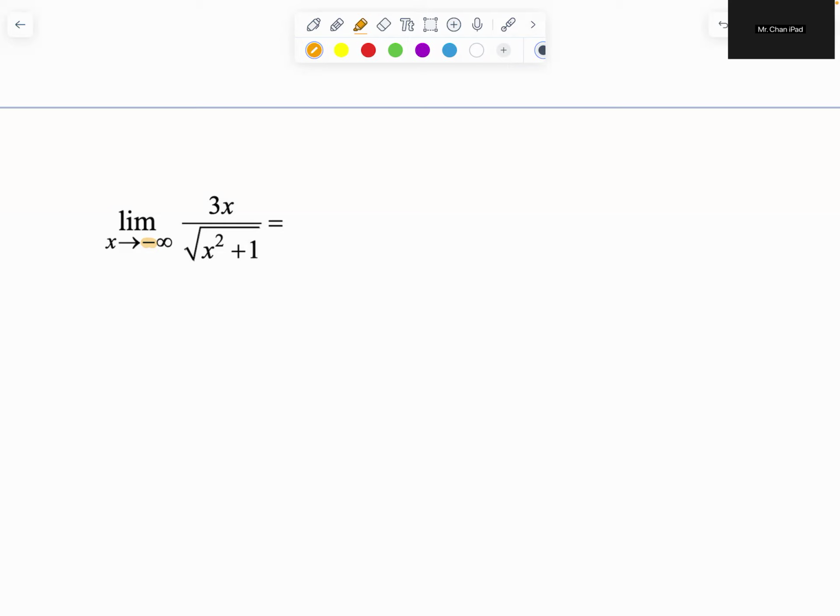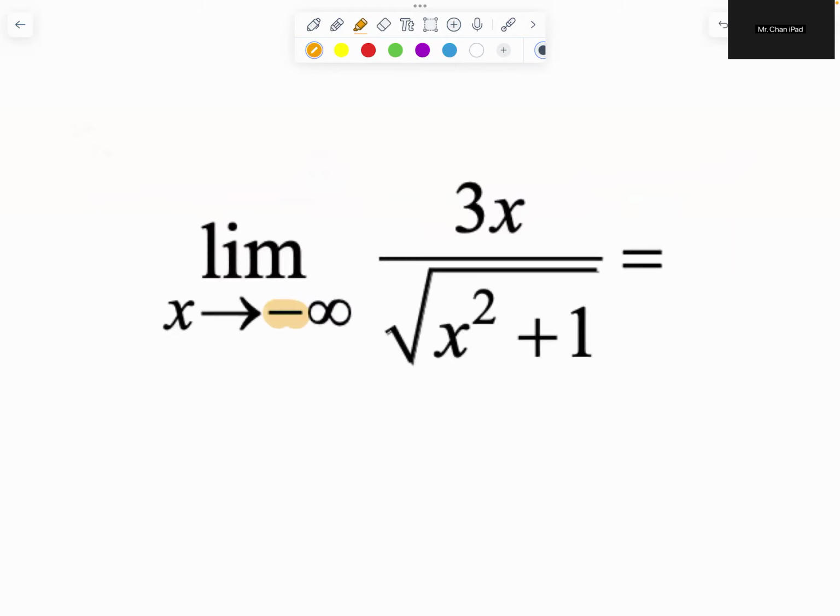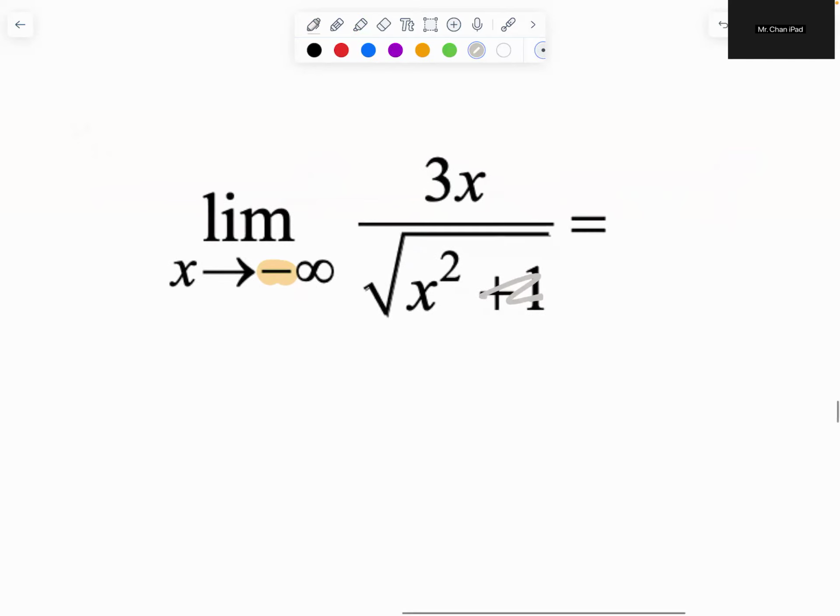Now, let's take care of this conceptually. We say, oh, hey, x is going to be huge, right? So the plus one doesn't matter. So you have what? 3x over? Now, usually we just write down x, right?